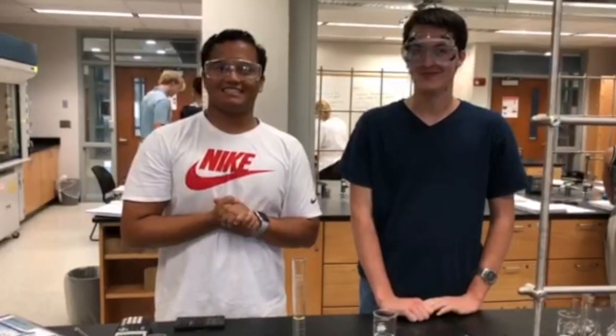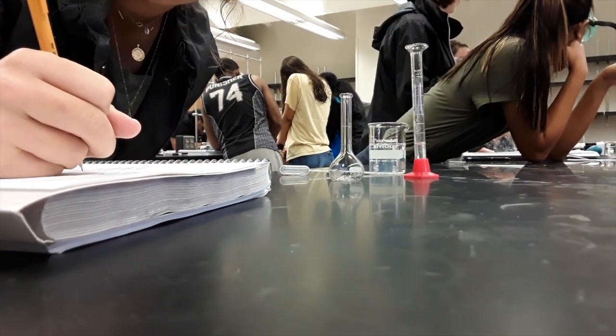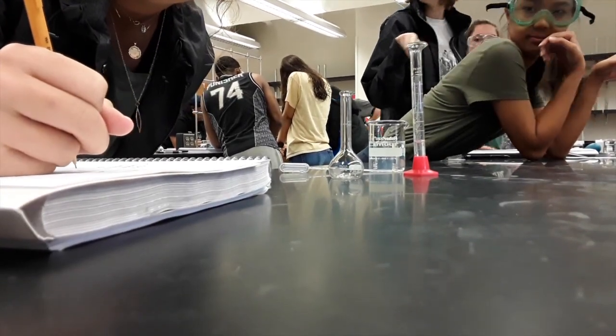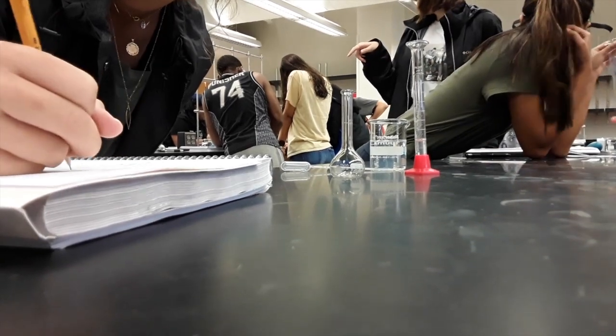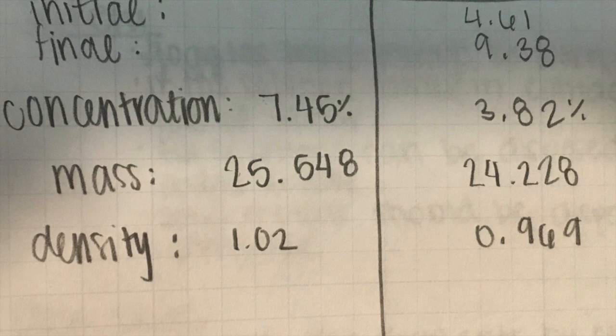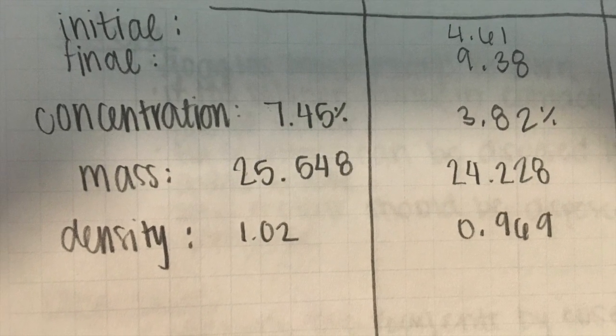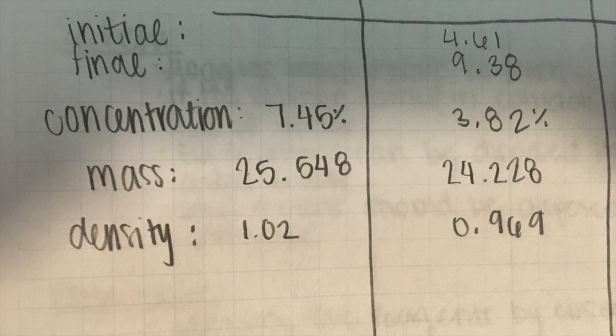However, in this lab, you will measure the volume using a pipette instead of a graduated cylinder because it is more accurate. Record your data in your notebook properly, showing the initial and final volumes. In this experiment, the solution's initial volume was 4.61 milliliters and the final volume was 9.38 milliliters.